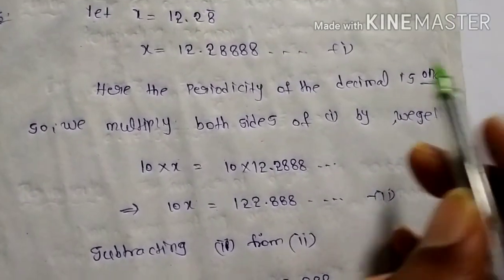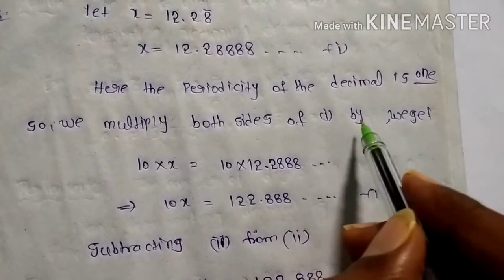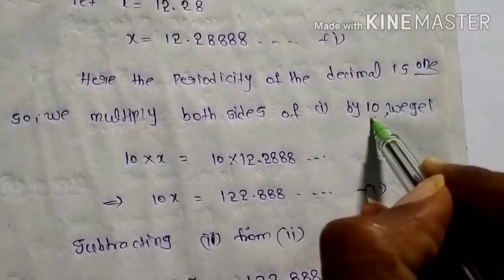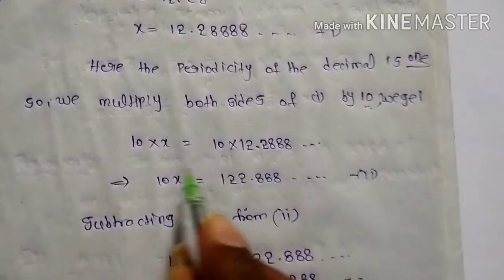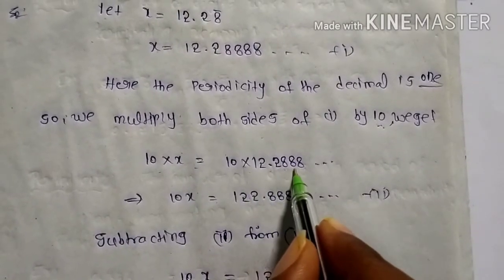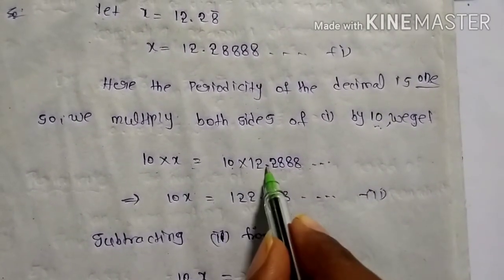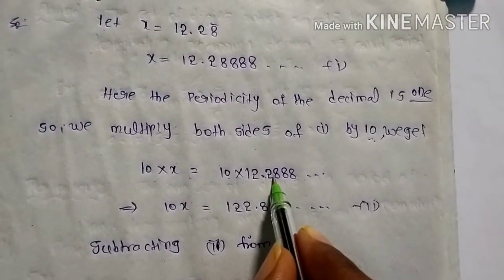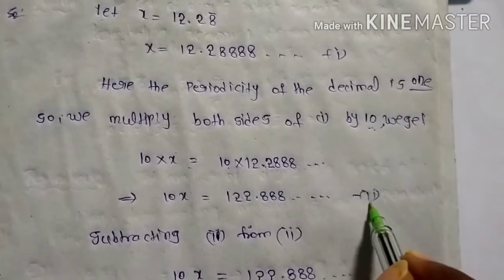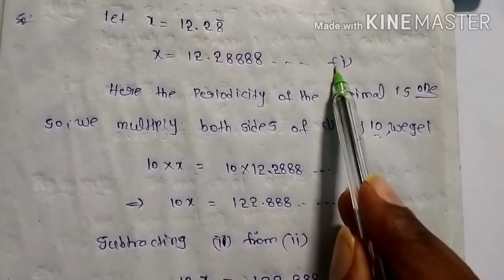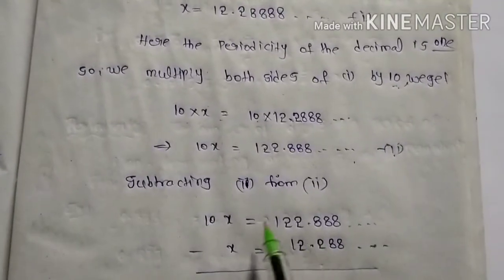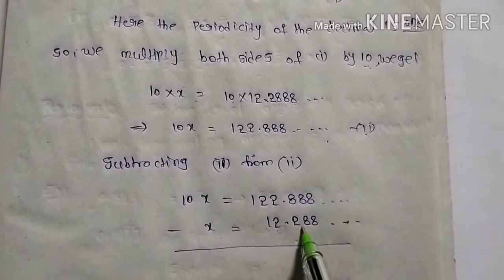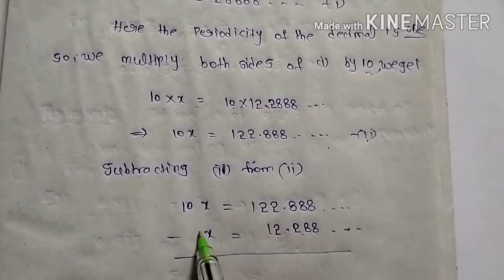Yes or no? 1. So you multiply both sides of equation 1 by which number? We should multiply with only 10. If it is 1, you multiply with 10. If it is 2, you multiply with 100. We get 10x is equal to 10 into 12.2888. If I multiply with 10, the decimal point moves one place to the right, so 12.2888 becomes 122.888. This is the second equation. Now subtract the first equation from the second one. 10x is equal to 122.888, minus x is equal to 12.2888. Next, subtract: 10x minus x.